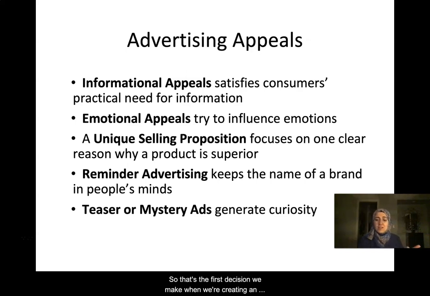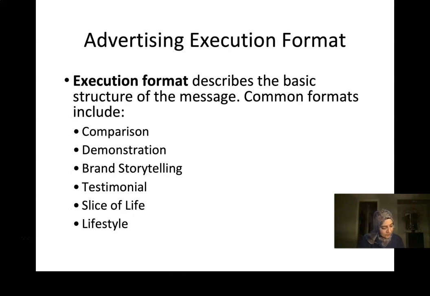So that's the first decision we make when we're creating an ad. What is the appeal going to be? The second decision is the execution format. So whereas the appeal was the type of argument, the execution format is the basic structure of the message. So it's the format of the message.